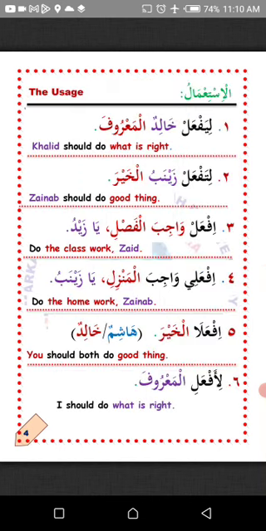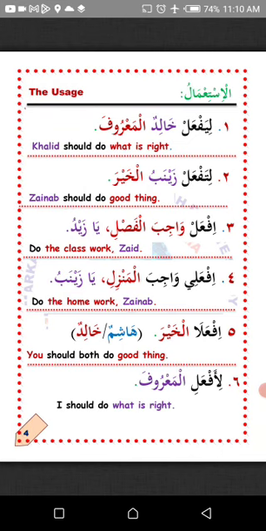Al-istimal, now the usage. Wahid, number one. ليفعل خالد المعروف. A Khalid should do what is right. Al-Ma'ruf means something that is right. It's something that is acceptable in society. So ليفعل خالد المعروف. A Khalid should do what is right.